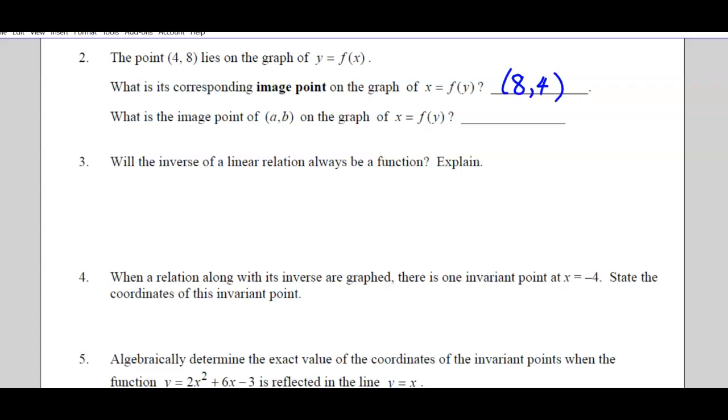So we've got AB, and we're taking the inverse, that would be GA. Well, will the inverse of a linear relation always be a function? I already asked you this. So always, except there's one exception, because Bianca said it was a horizontal line. You take the inverse, it will be vertical.